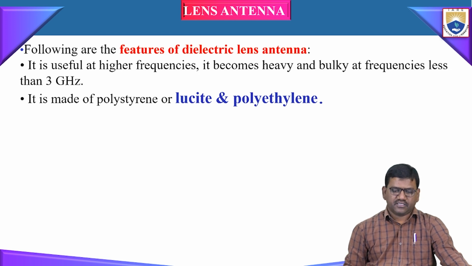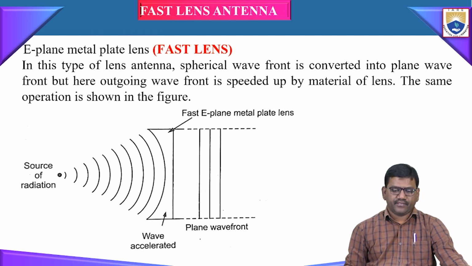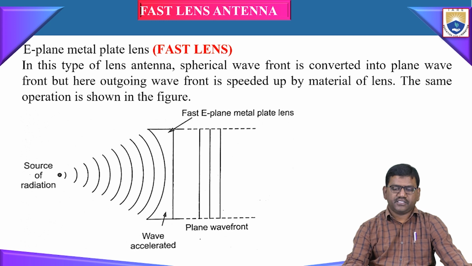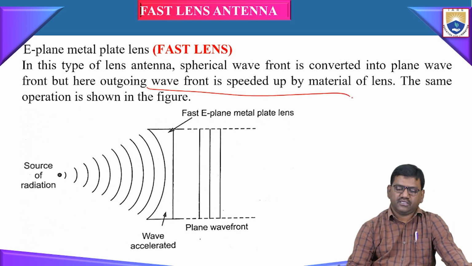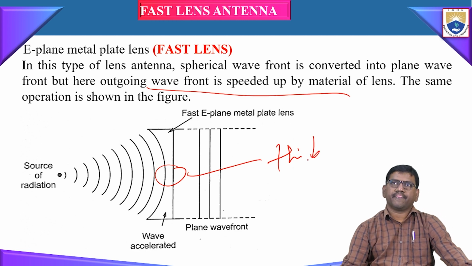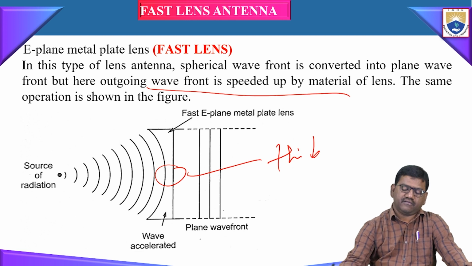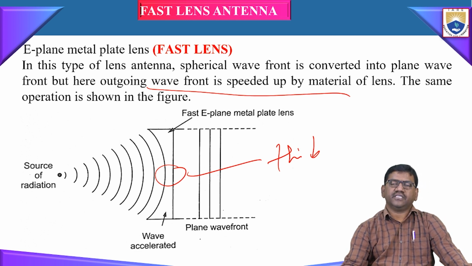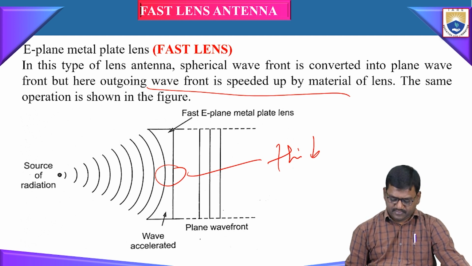These lenses are manufactured using polystyrene, or the material lucite and polyethylene is used for the manufacture of lens antennas. In this lens antenna, the spherical wavefront is converted to a plane wavefront. Here the outgoing wavefront is speeded up by the material of the lens. You can see here the thickness is less, very less at the center. Hence when the electromagnetic rays fall on this type of lens material, the waves are speeded up by the material of the lens as the thickness is very less here.